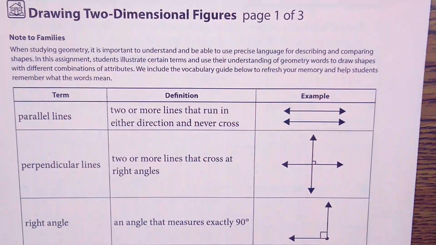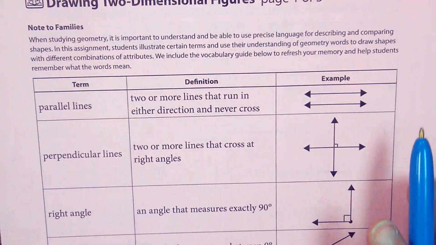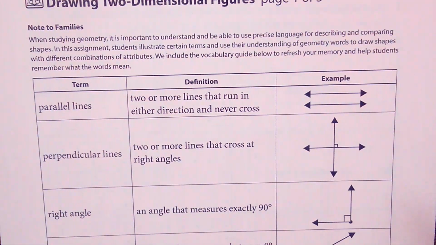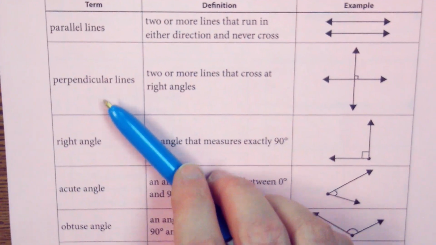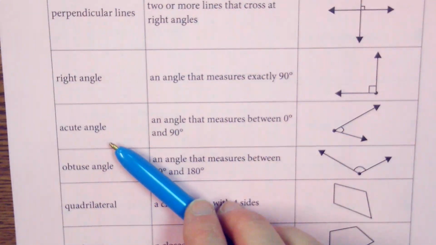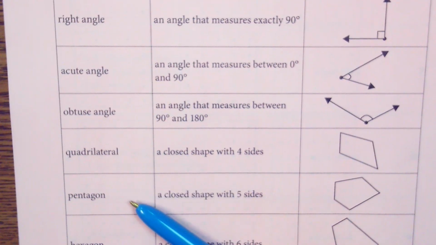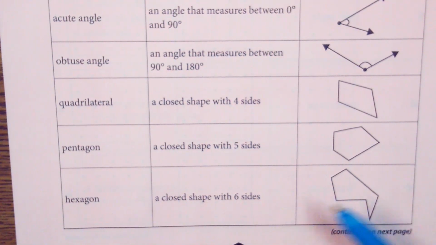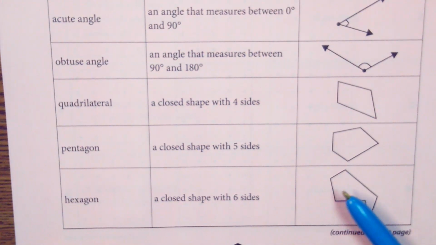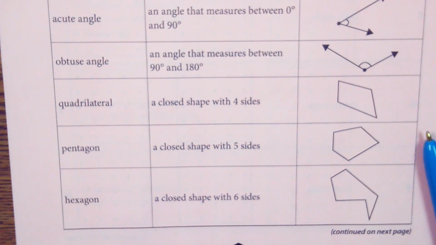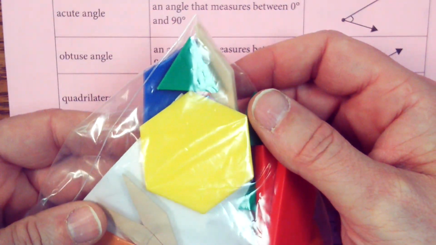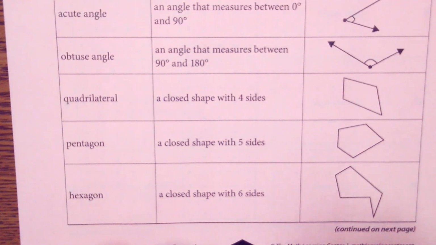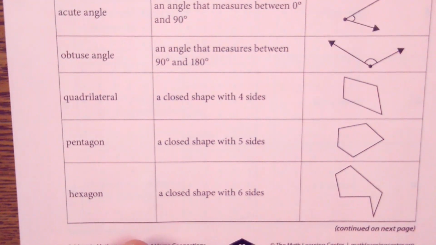worth of work. Alright, we have 1 page that you don't have to do anything on, but it is a great reference page. If you want to know what parallel lines are, perpendicular lines, right angles, acute angles, obtuse angles, quadrilaterals, pentagons, hexagons, it's all on here. By the way, this might not look like the traditional hexagon you are used to. In fact, you might be thinking of the standard equilateral hexagon, but it doesn't have to be, right? You can have an irregular hexagon, right?